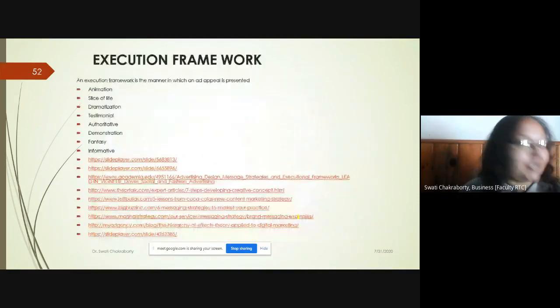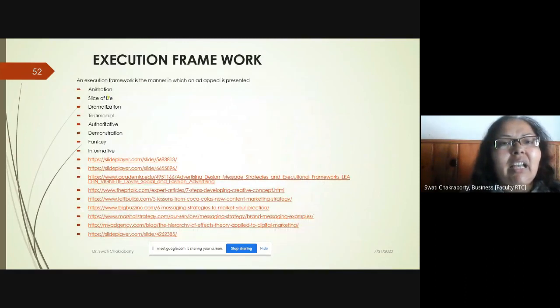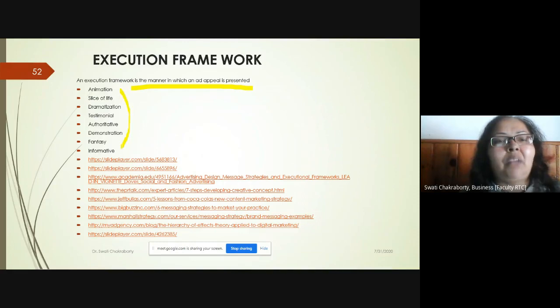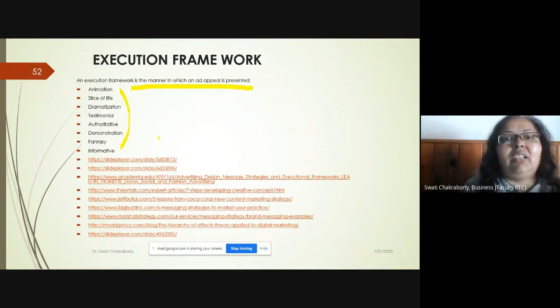So, execution framework. What is it? It's the manner in which an ad appeal is presented. It could be animation, slice of life, then drama, testimonials, people's testimonies, authoritative, sometimes demonstration, some fantasy, and sometimes it's informative, right? That's the order of how it goes. It starts with animation, basic, and then it goes down to become more and more complex.